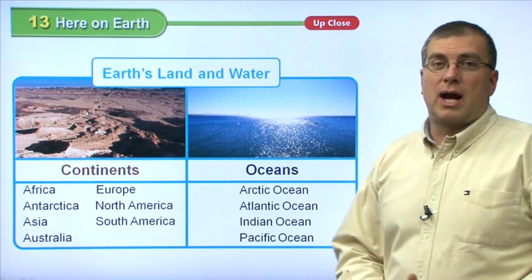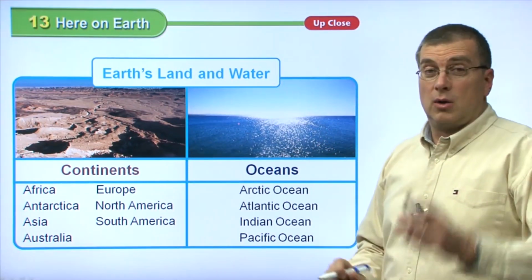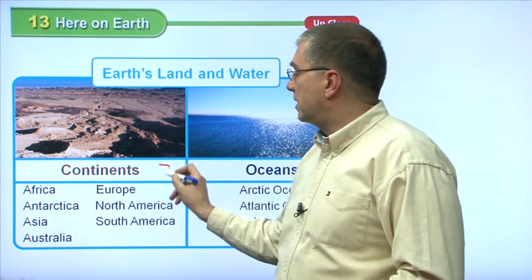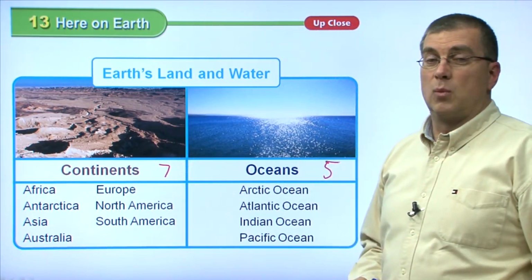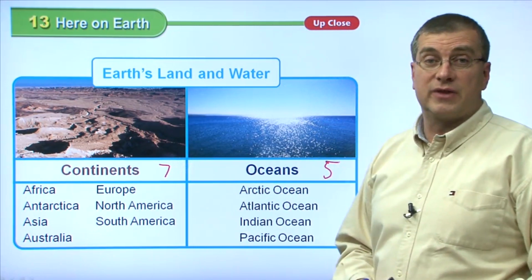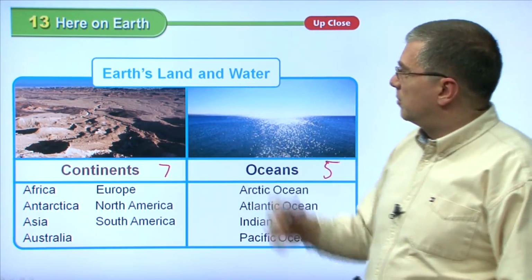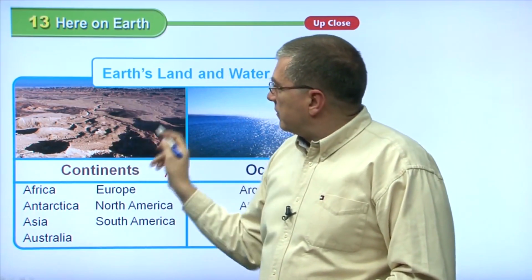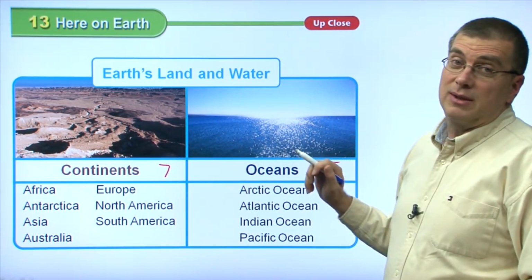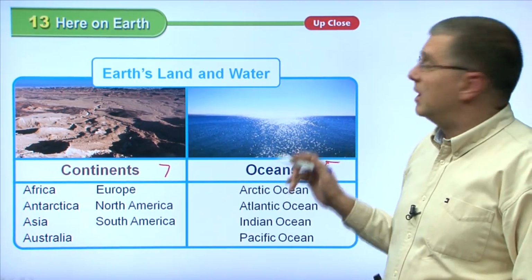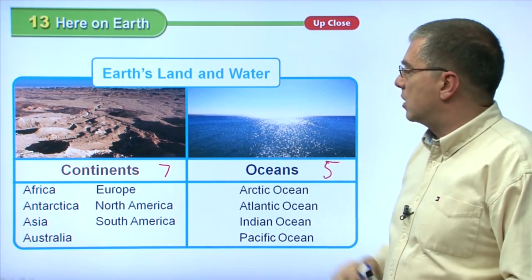Here is the chart I promised to show you before. When we talked about continents and oceans, remember I said there are 7 continents and 5 oceans. What are they? Well, this chart tells us what they are, right? Earth, land, and water. Very beautiful pictures, by the way. This picture is of desert, right? Of course, it's land. This picture is very beautiful, looks very nice, looks very blue, and the sun is over there reflecting off the water. This is, of course, of the ocean.